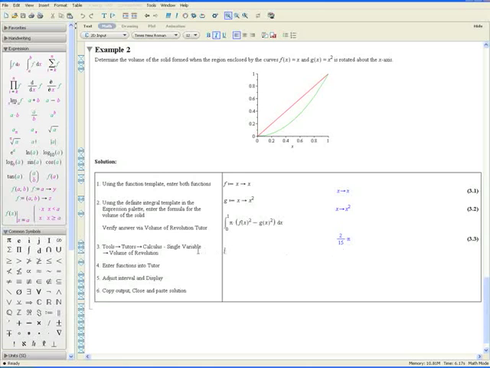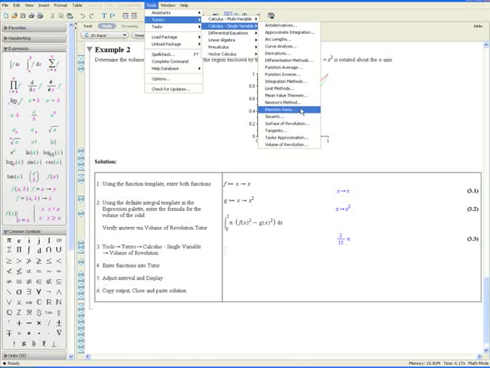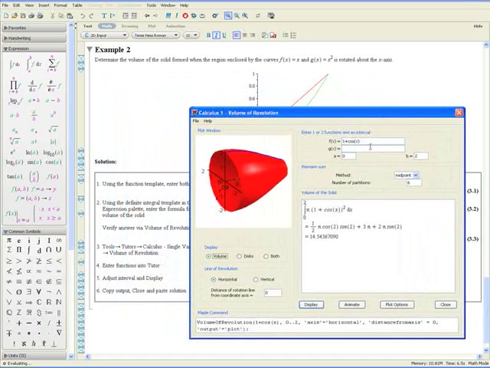Now let's verify our answer through the Volume of Revolution Tutor. Step 3, just go to Tools, Tutors, Calculus Single Variable, and all the way there at the bottom, Volume of Revolution. Notice that there's another function over there by default. Let's type in the functions that we are concerned with. f of x equals x, press tab, and g of x equals x squared. And remember that we're integrating from 0, press tab, to 1.